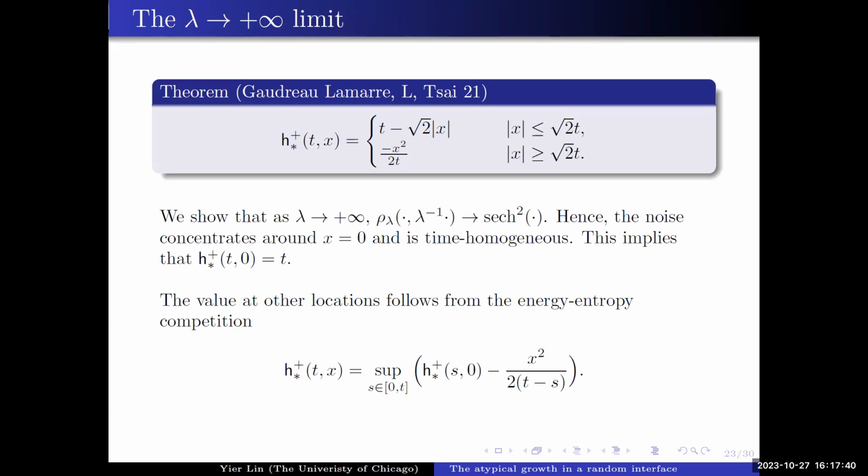And the idea behind showing this is again to understand the asymptotic behavior of rho lambda. But now, instead of just looking at the order 1 scaling where things go to 0, you need to zoom in around the position x equal to 0. Then you will see something non-trivial happen, which actually becomes a time-independent function. Then you can again use the Feynman-Kac formula, this energy-entropy type of argument, to show this function. This is where this expression comes from.